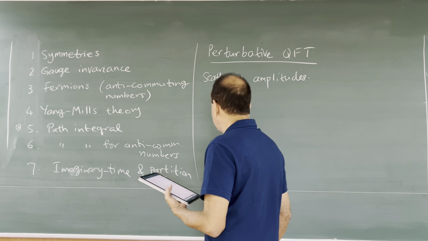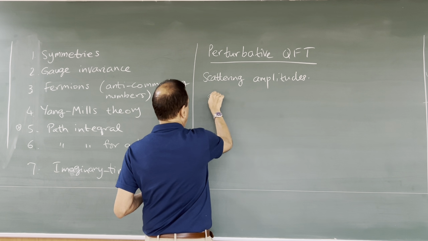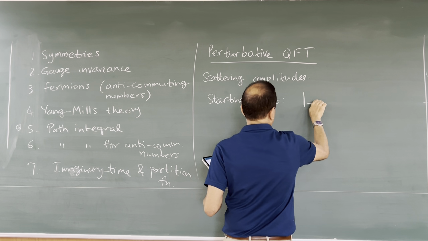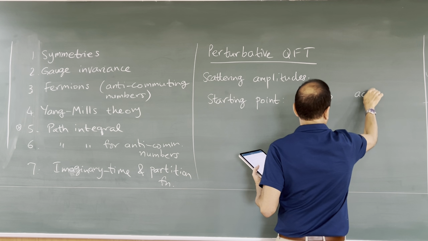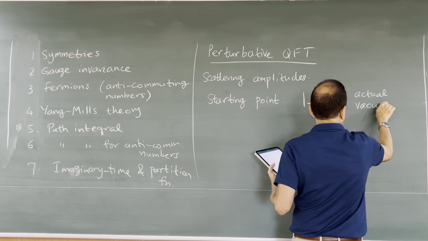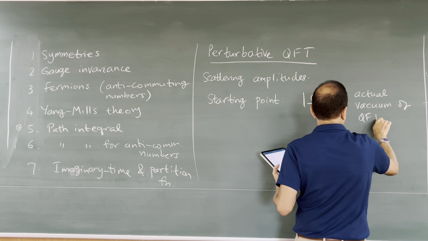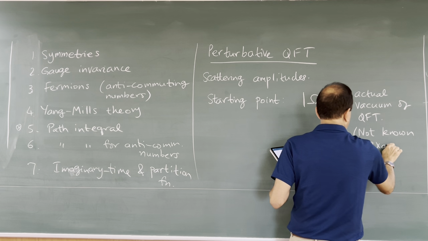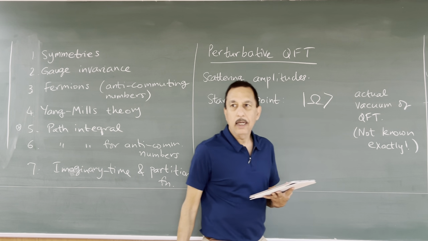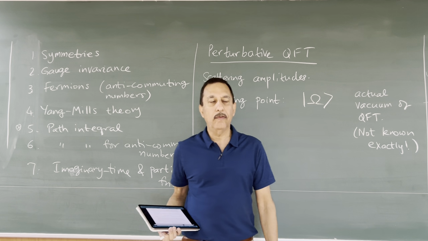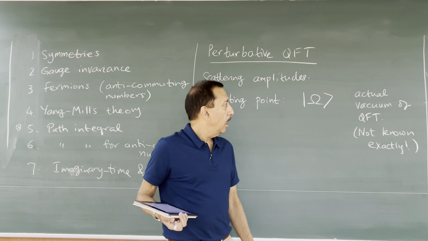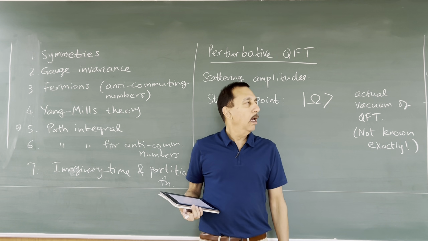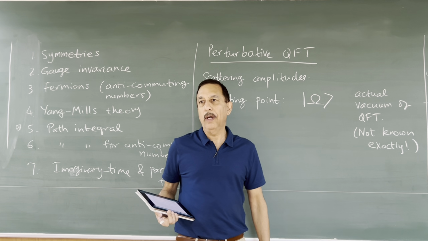The starting point, again a little bit of formalism here, is not something we measure, but it's very important: the vacuum, the actual vacuum of the QFT. This is a state that's not known exactly in almost any QFT. It can be a boring state or a very interesting state. For example, in strong interactions, quantum chromodynamics, the vacuum is supposed to be a very interesting state, full of quarks and gluons bubbling and doing all kinds of things. One doesn't really know how to construct these things because they are way too complicated.